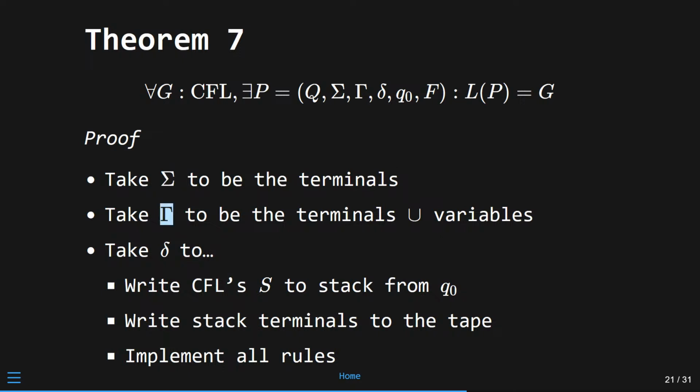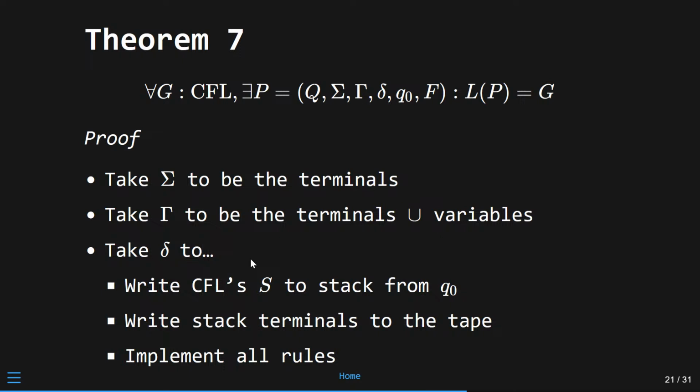We don't have to use the same characters as the CFG, but we're going to. We're going to say gamma includes the terminals, and it also includes whatever variables G had to use. In the case of our arithmetic example, where we derive A plus A times A, we used E as one of our variables, right? Delta is also going to be uncomplicated.